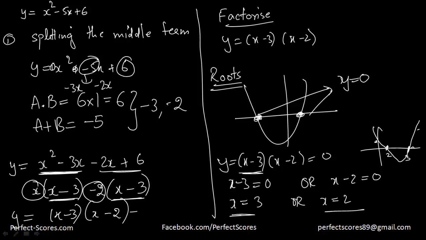Now how do you find the y-intercept? To find the y-intercept, you substitute x as 0. So if I substitute x as 0, I'll have 0 minus 3 and 0 minus 2, and y will be equal to 6. That means the value of the function over here is actually equal to 6. So this is how you split the middle term and find the roots and the y-intercept of the function.